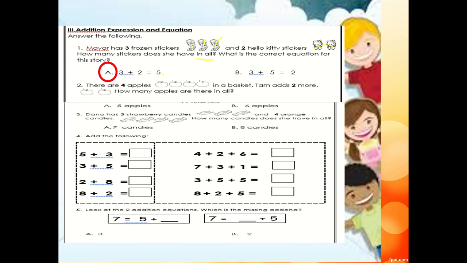Very good. Now, for the rest of the numbers, I will just read it and then again, please answer it by yourself. Are you ready now? Let's do number 2. There are 4 apples in a basket. Tam adds 2 more. How many apples are there in all? Is it letter A, 5 apples, or B, 6 apples?